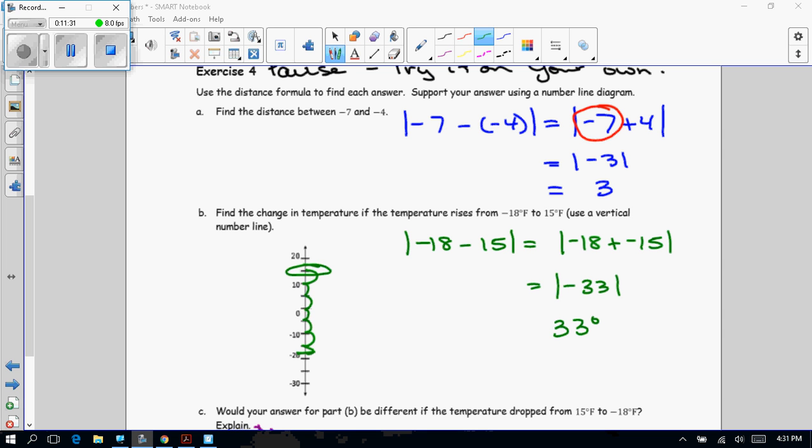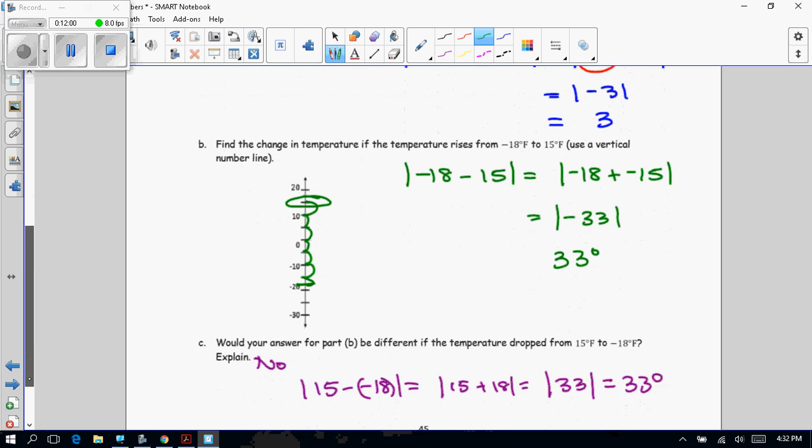Okay, so here's my answer for A. I ended up getting 3. All right, see how I did it? Notice what you did. If you don't have the same answer as me, go ahead, pause, and take a look at what you have and what I have. Otherwise, let's go on to part B. For part B, I got 33 degrees, right? It was negative 18 in the morning. It rose up to 15 degrees. It was a 33-degree change in the temperature. Again, if you have the same answer as me, great, keep on going. If not, hit pause and fix your answers.